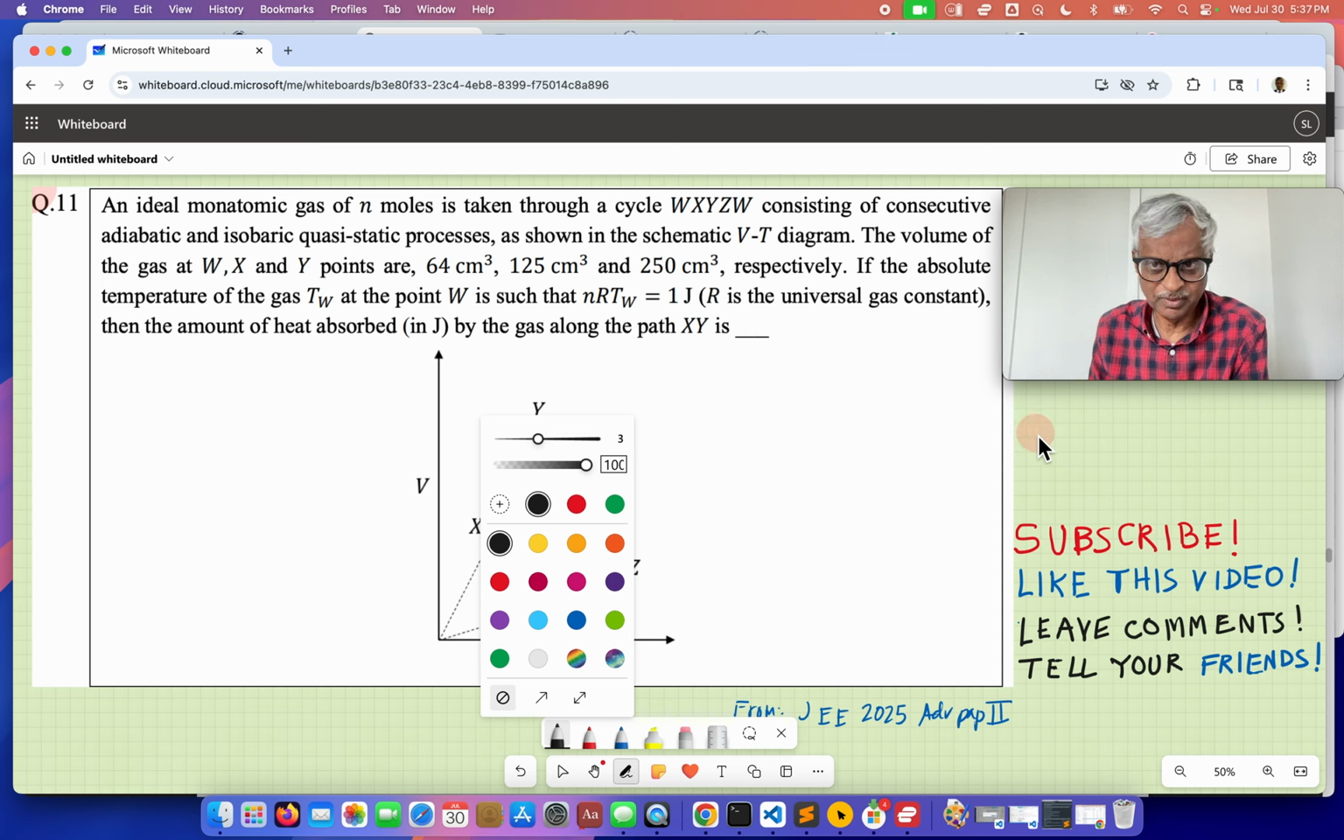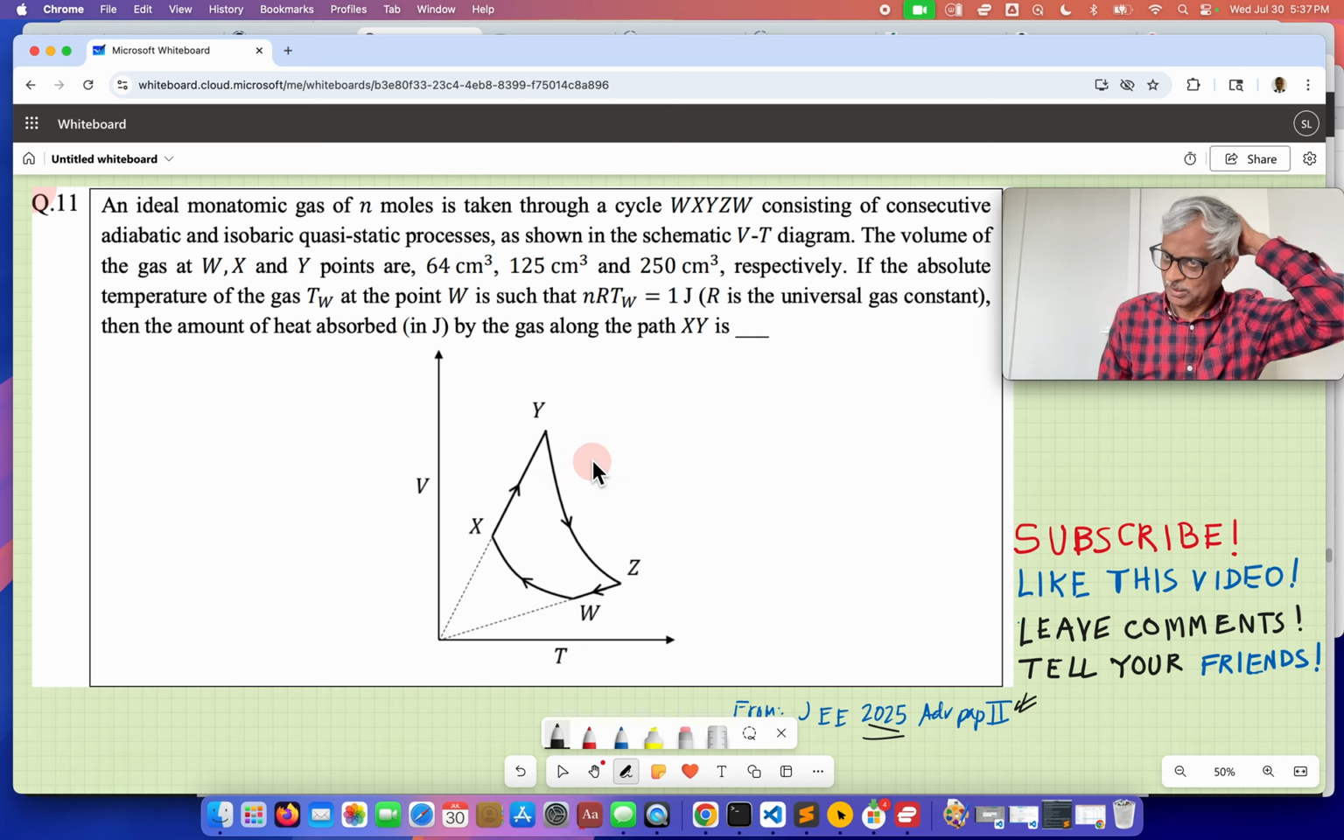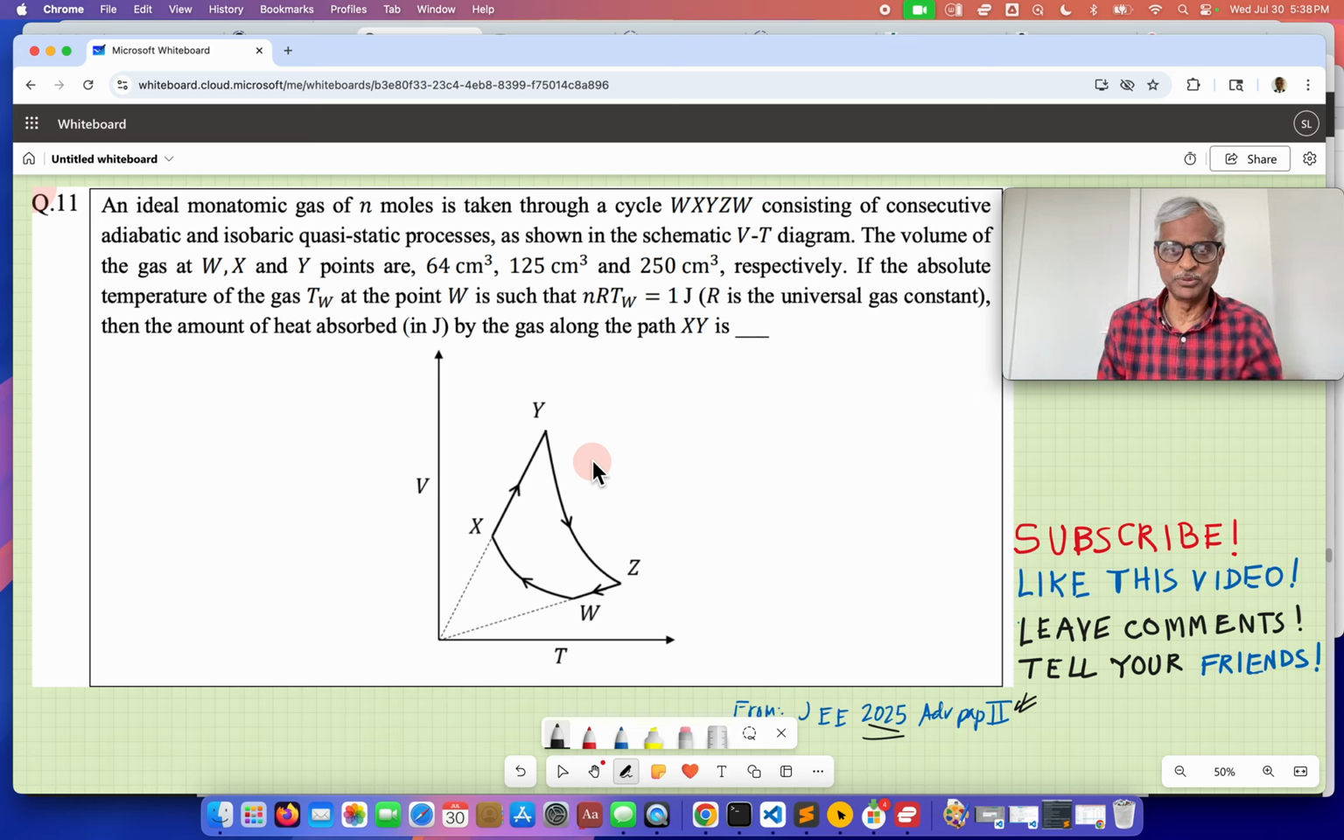So this is from JEE Paper 2, 2025. All right. This question is an interesting cyclic process. You get to do a lot of this in thermo. So this is a thermo problem. Okay.